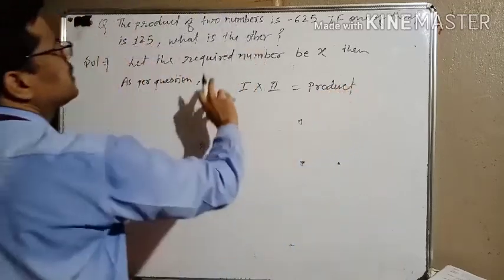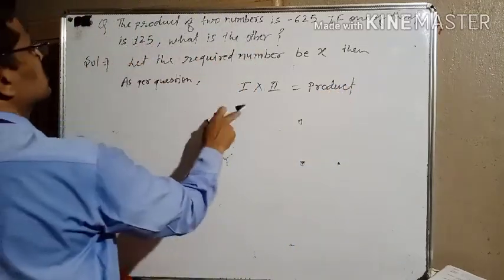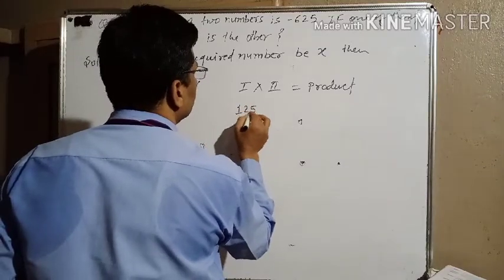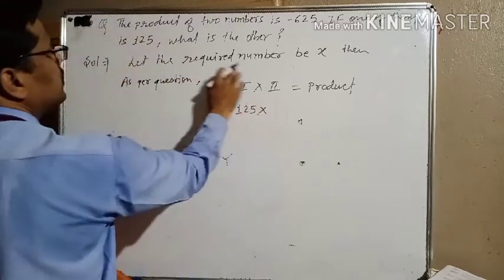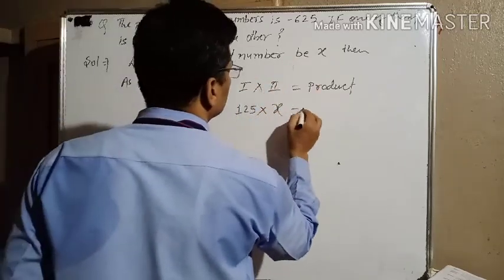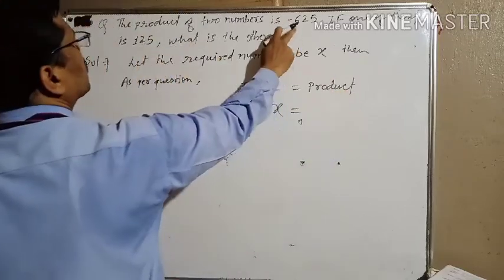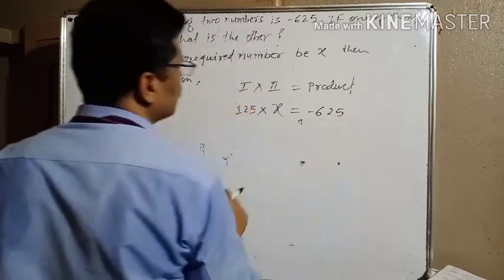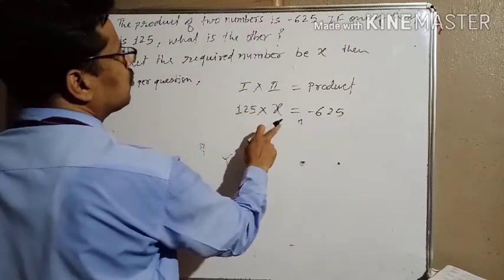What is the first number? Here we have the one number. Okay, one number is the first number. So we can write here 125 into, what is the second number? This is our required number. Second number is our required number x. So we can write here equal, product is minus 625. Now we have to find the value of this unknown quantity x.